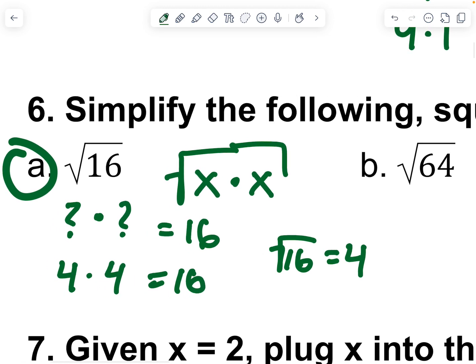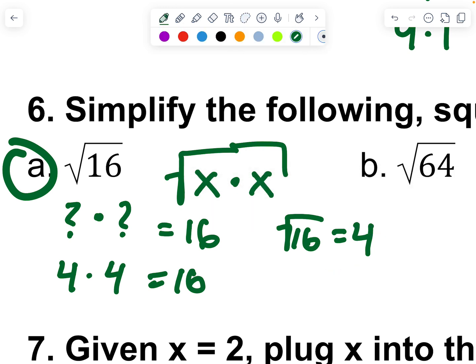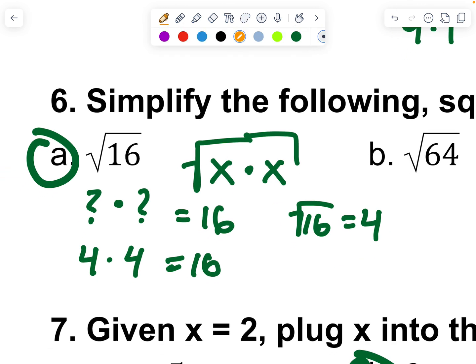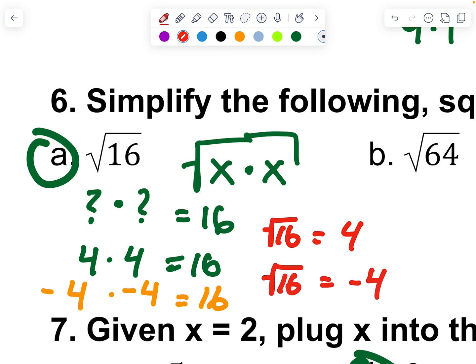Now here's the thing. There is one other number that you could multiply by itself to get to 16. This number is -4. If you multiply -4 times -4, well, a negative times a negative is a positive. So that also gets you 16. And so when we take a square root of a number, there are actually 2 answers. The square root of 16 is +4, but it is also -4.